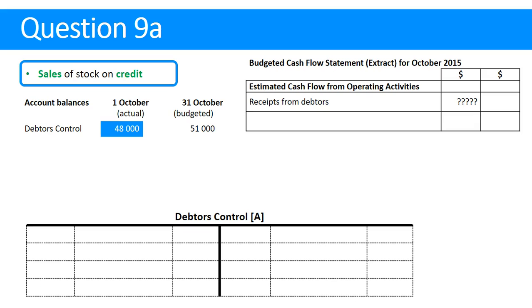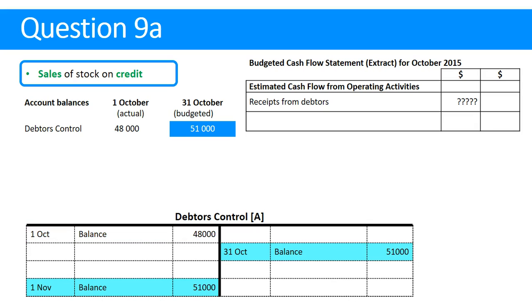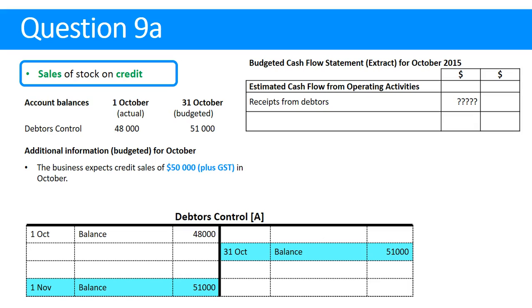On the 1st of October, we're told that the balance of debtors will be $48,000, so that would be a debit at the start of October. The end of October, we're expecting a balance of $51,000. So what we do is we balance that on the credit side and carry it down on the debit side. And then the only other bit of info we've been given is the business expects credit sales of $50,000 plus GST. And that would actually be a debit in that account. Sales/GST Clearing would increase it by $55,000, and that's all the info we've been given.